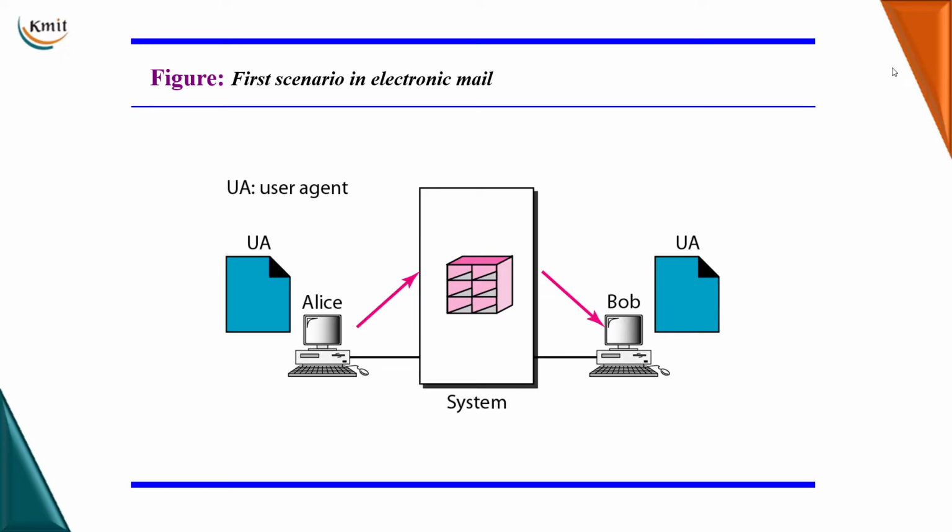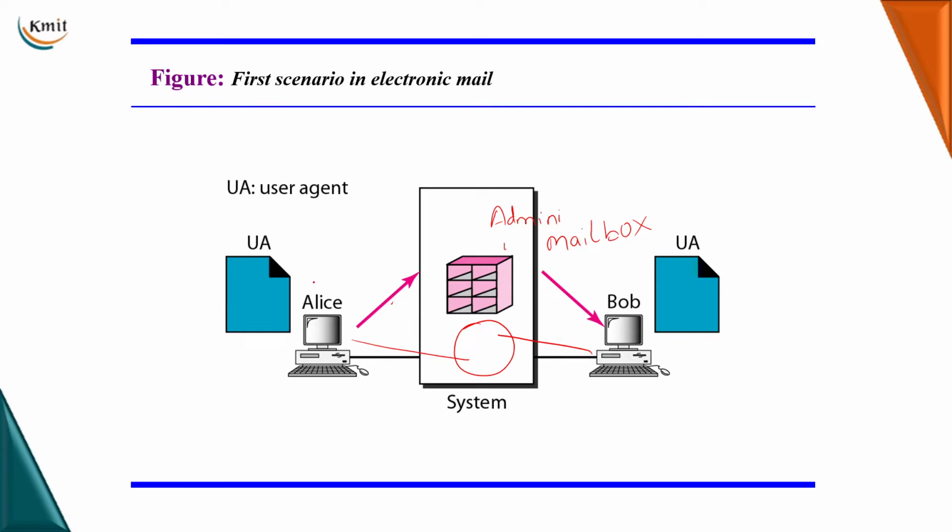In the first scenario, we are assuming that Alice and Bob are the two application programs that would like to exchange an email. We assume that Alice and Bob are directly connected to a shared system, where an administrator maintains a mailbox used to store and retrieve mails.